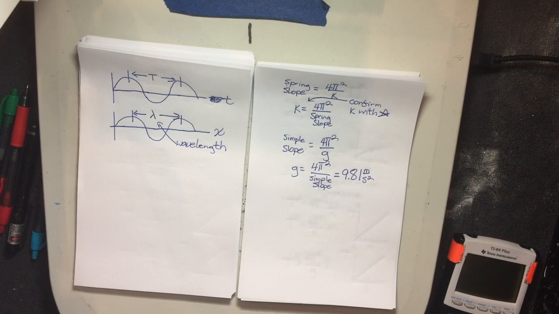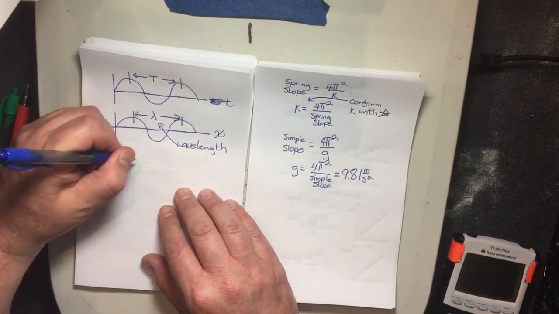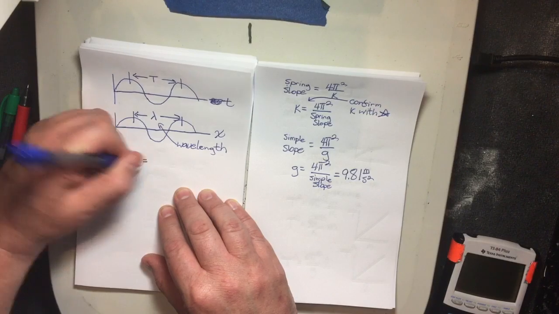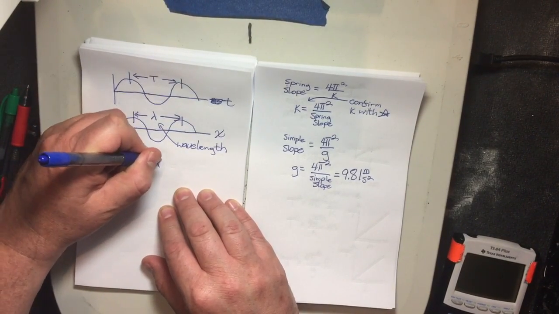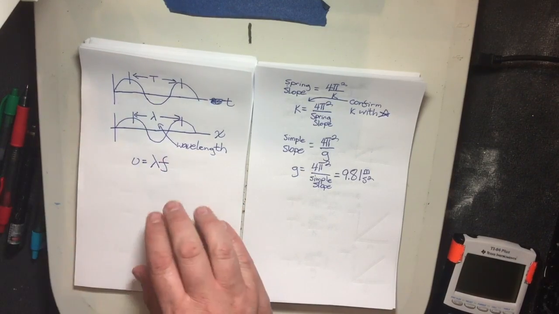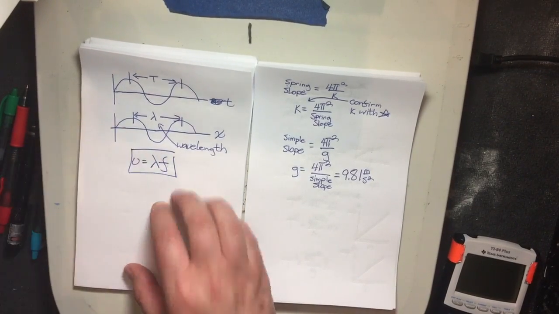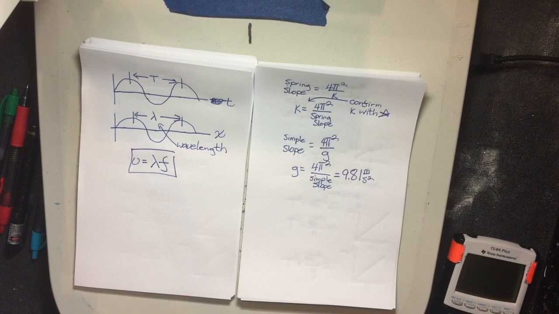And there is a relationship between the velocity of the wave, the wavelength, and the frequency. And that is velocity equals lambda times f. If you have two of the three values, velocity, wavelength, and frequency, you can get the third.